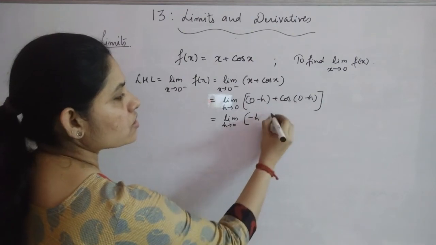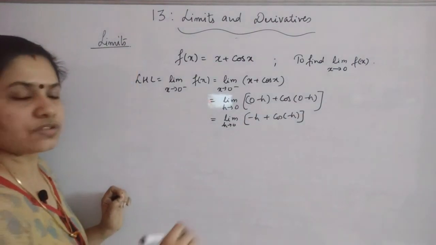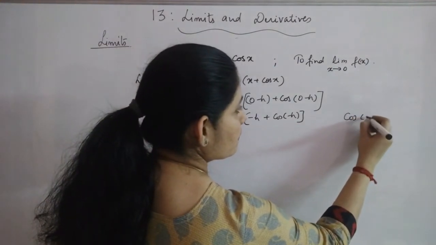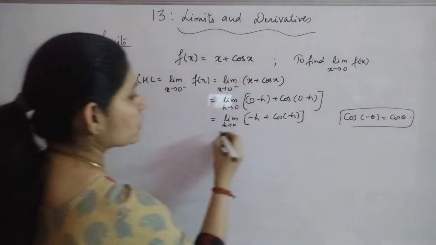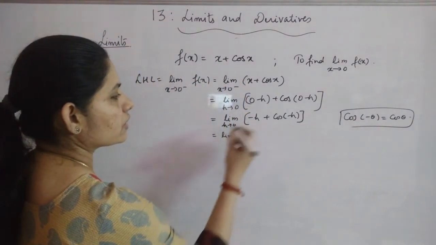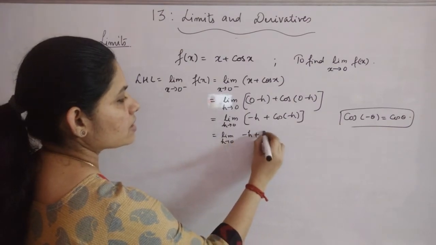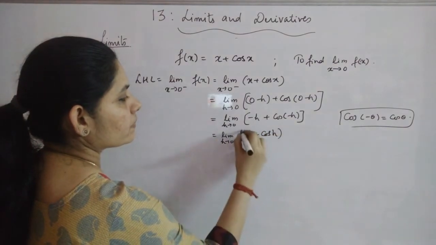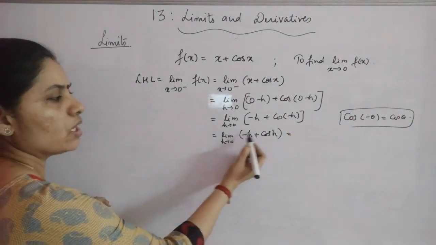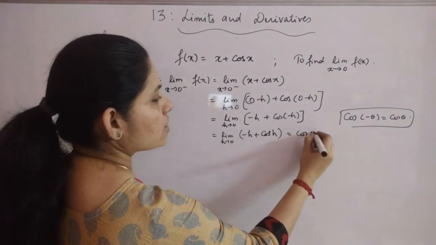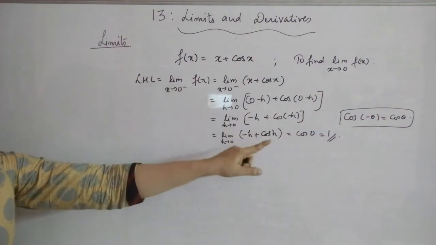Here cos of minus h you are getting. Now cos of minus theta is what? Cos of minus theta is cos theta. So here you will get cos h for this one, right? So limit h tends to 0 minus h plus cos h. Now we will replace h with 0, so this term will go and this will become cos 0, and cos 0 is 1. So the left hand limit is 1.